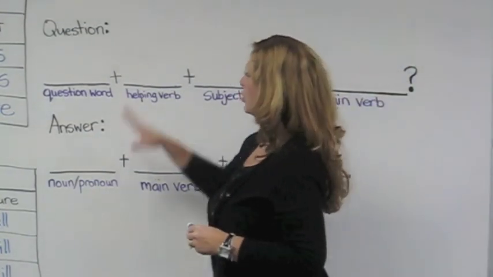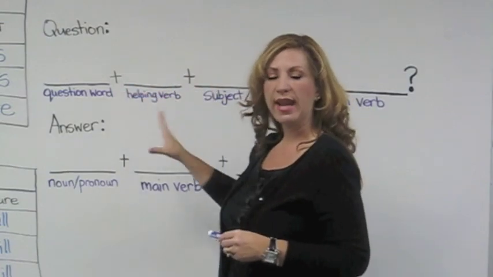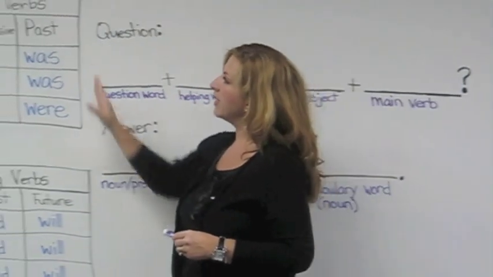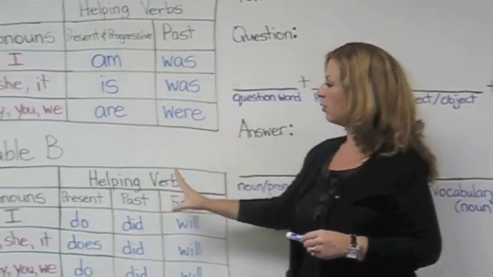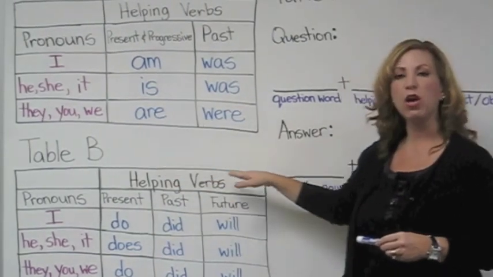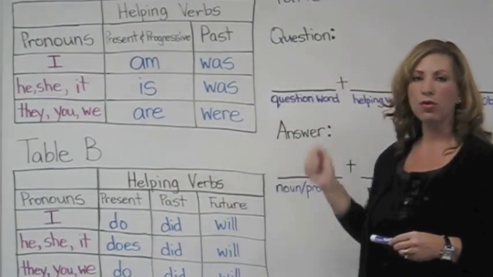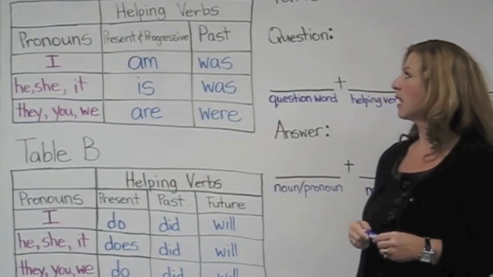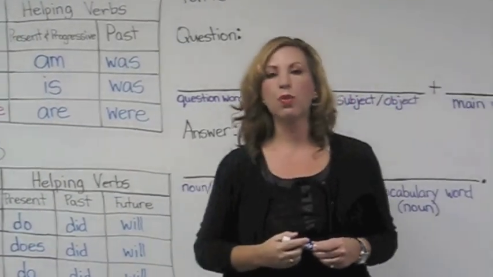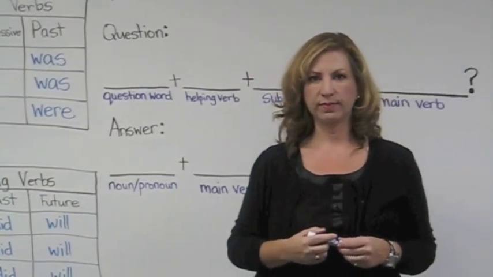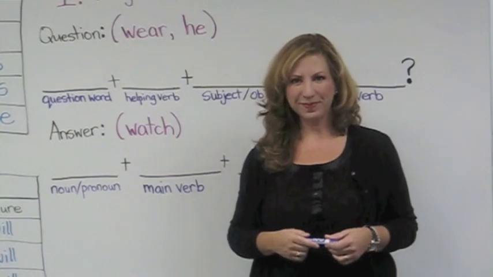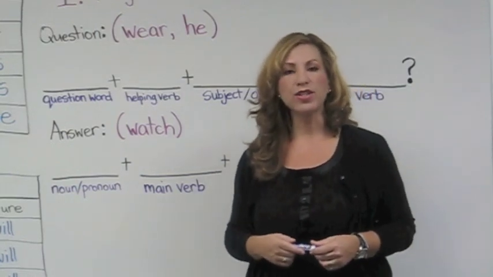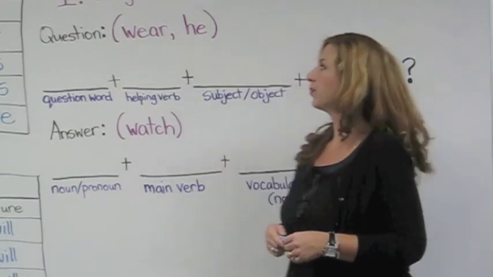In order for you to complete the question and answer, you will also need Table A and Table B to find the correct helping verbs for your pronoun or nouns. Now, let's begin and do problem 1 together. Okay, now we're going to do problem 1 together.